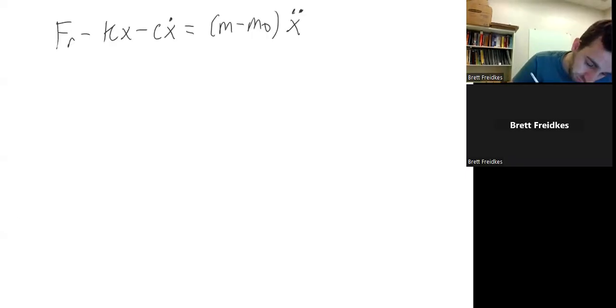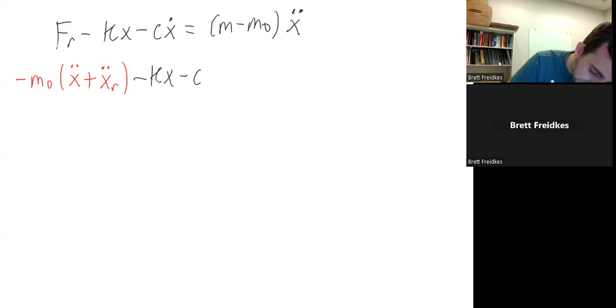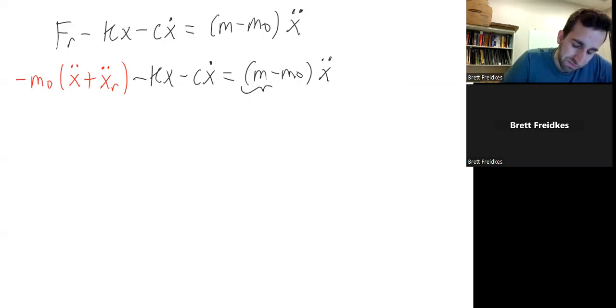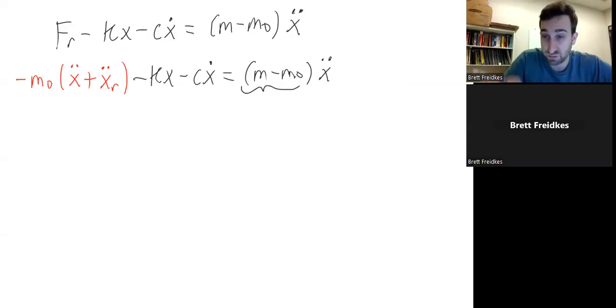So if we plug in what Fr is, Fr was negative m naught x double dot plus x double dot r, minus kx minus cx dot. That is equal to (M minus m naught) x double dot. And just a reminder, M is the total mass of the system, including the point mass. M naught is the point mass itself, and this quantity, M minus m naught, is the rest of the system.